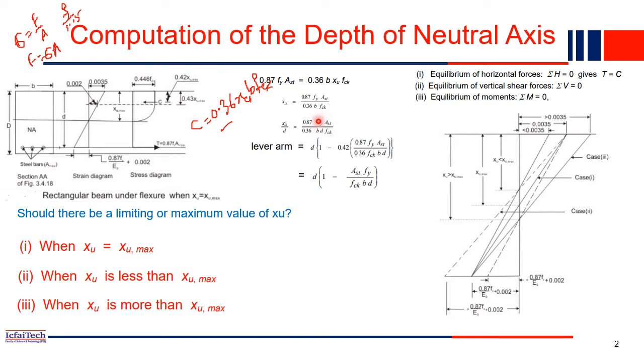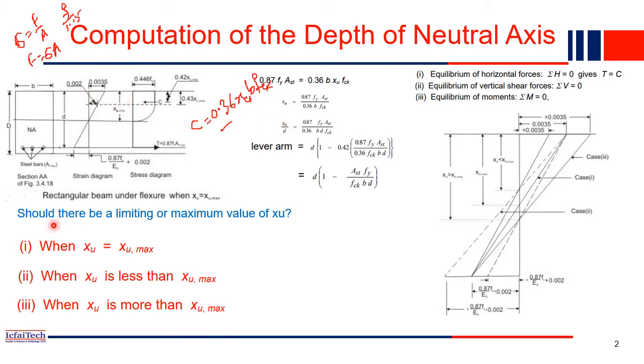Fy means the grade of steel, area of steel, B is the width of the beam, that is fixed, D is also fixed, and FCK is the grade, the material property. So the depth of the neutral axis XU depends on Fy, which grade of steel you are using, FCK, which grade of concrete you are using, and AST, how much reinforcement you are providing. So with these three parameters, the XU value, the depth of the neutral axis, varies.